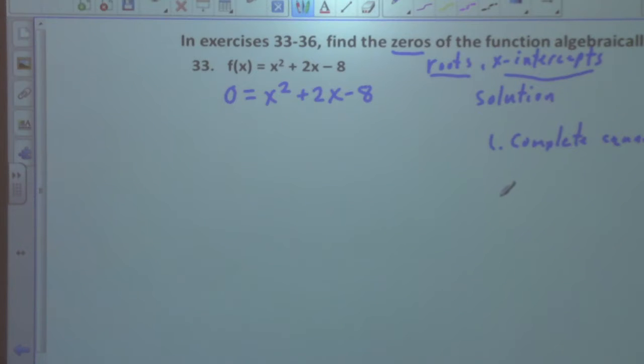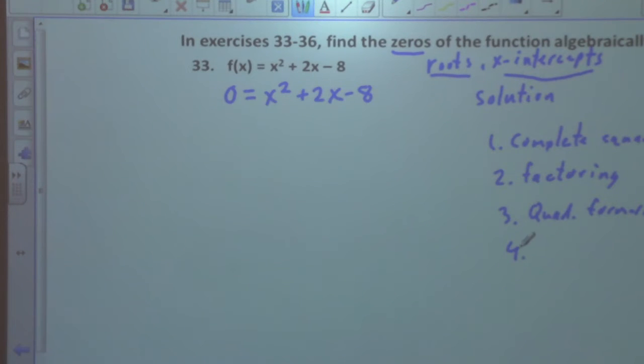Pardon me? Oh, you mean factoring? Yeah, factoring. And factoring is going to be your easiest way to do it, usually, if you can do it. So these will be two techniques. Also, you have the quadratic formula. And all three of these would be algebraic means of solving.